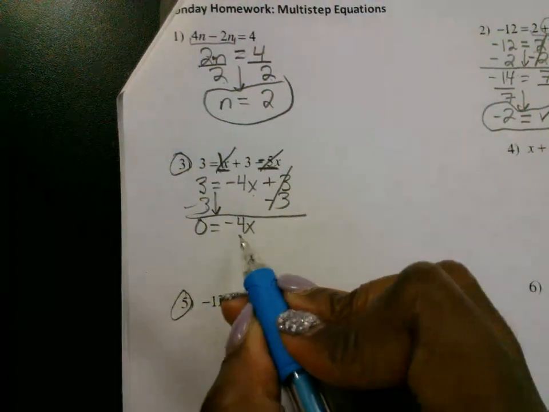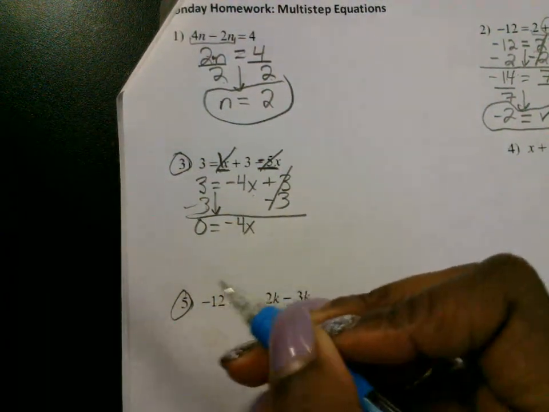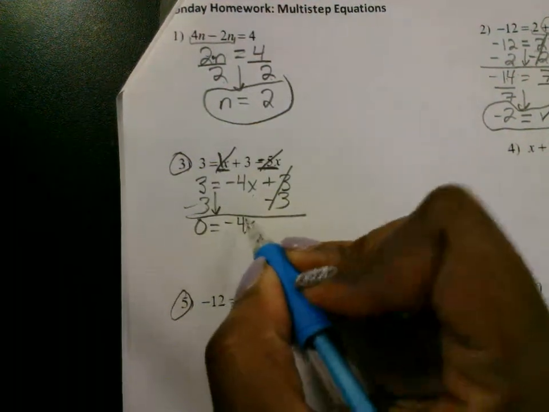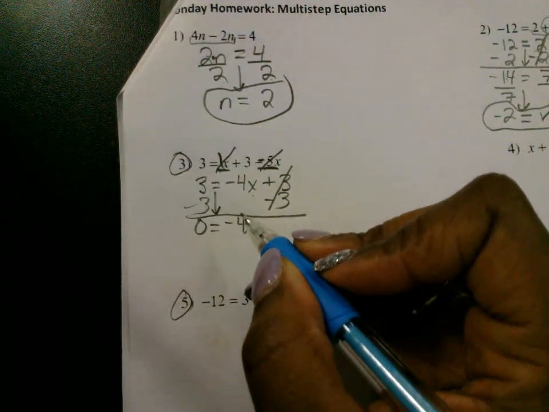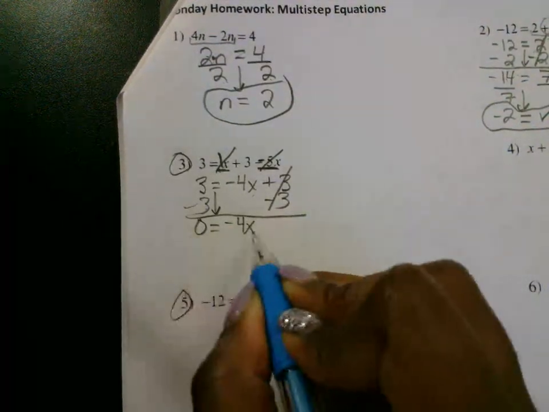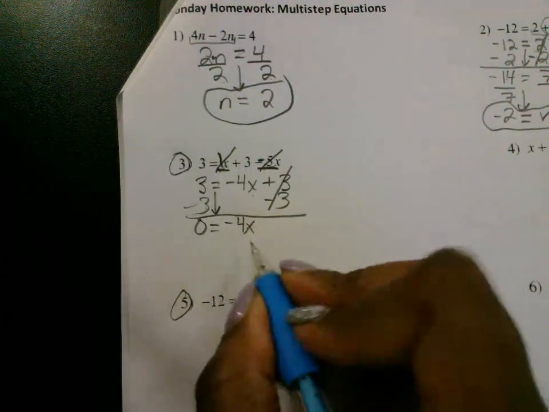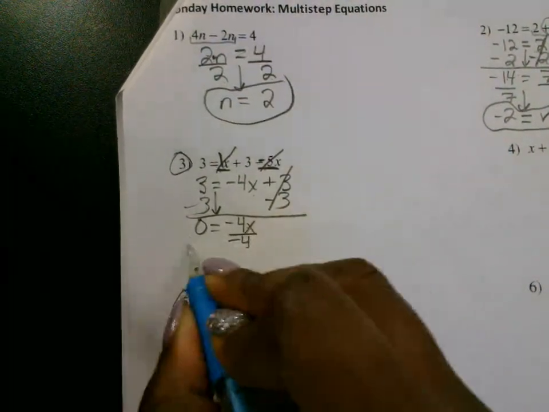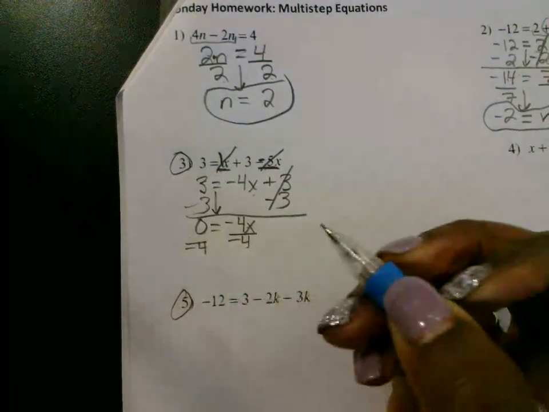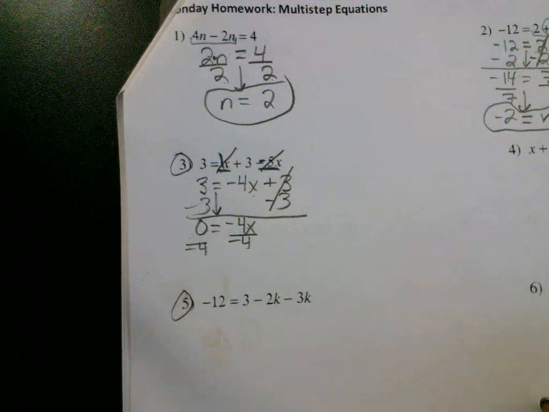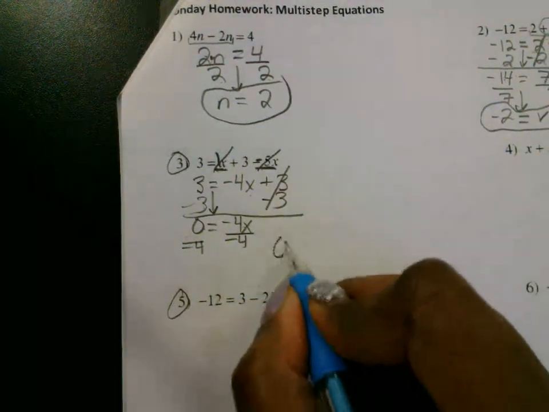What operation is automatically between -4 and x? Not division, multiplication. What's the opposite of multiplication? So what are we going to do to get rid of the -4 that's attached to x by multiplication? Divide. You're going to divide both sides by -4. What's 0 divided by -4? 0. Very good.